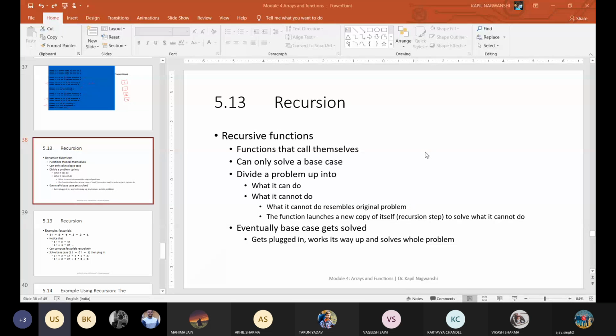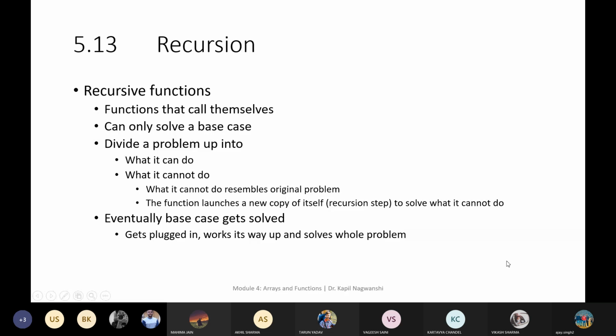Today we will discuss the remaining part of function, that is recursion. Recursion is a very important topic, and whenever you program anything using recursion, it will take a small space but more time depending on the complexity of the function. So what is recursion?